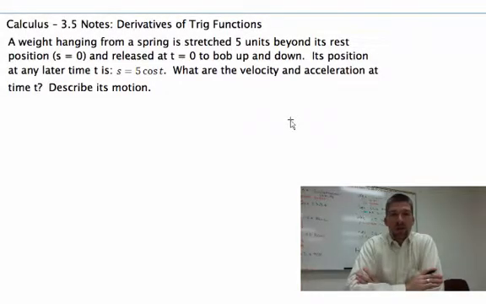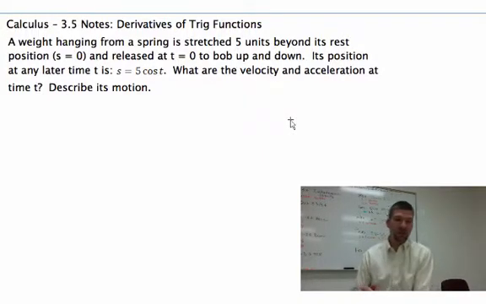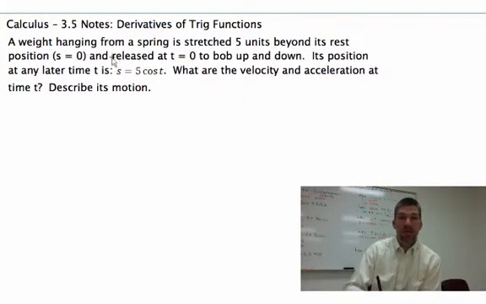Okay, here we've got the classic hanging spring problem. A weight hanging from a spring is stretched 5 units beyond its rest position and released to bob up and down. Its position at any time t is s equals 5 cosine t. What are the velocity and acceleration at time t? Describe its motion. So they're telling us the position is the s.